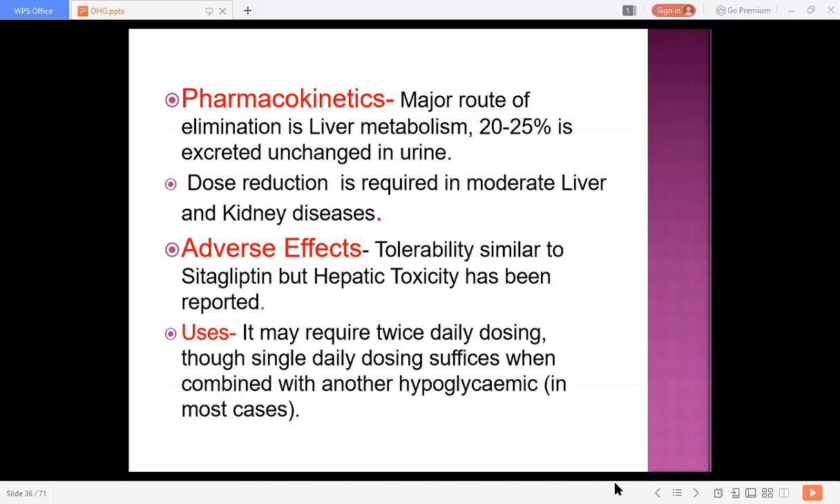Major route of elimination is liver metabolism. 20 to 25% is excreted unchanged in the urine. Dose reduction is required in moderate liver and kidney diseases. Tolerability is similar to sitagliptin, but hepatotoxicity has been reported. It may require twice daily dosing, though single daily dosing suffices when combined with other hypoglycemic agents.